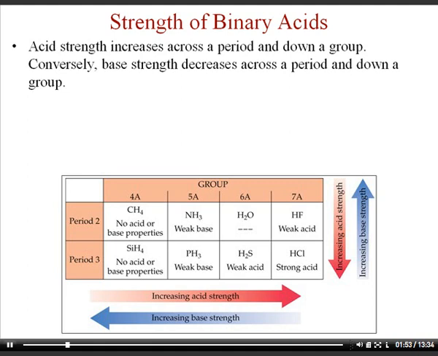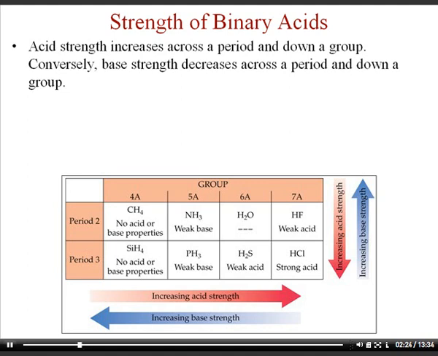So when you have CH4, it doesn't have any acid or base properties, but when you get to group 5, the polarity becomes such that the hydrogen is slightly positive and the nitrogen slightly negative, and so it'd be a weak base. But when you get to hydrogen and oxygen bonded together, it's a neutral solution. And then when you finally get to group 7, as the acid strength is increasing as you run across that period, it becomes a weak acid.